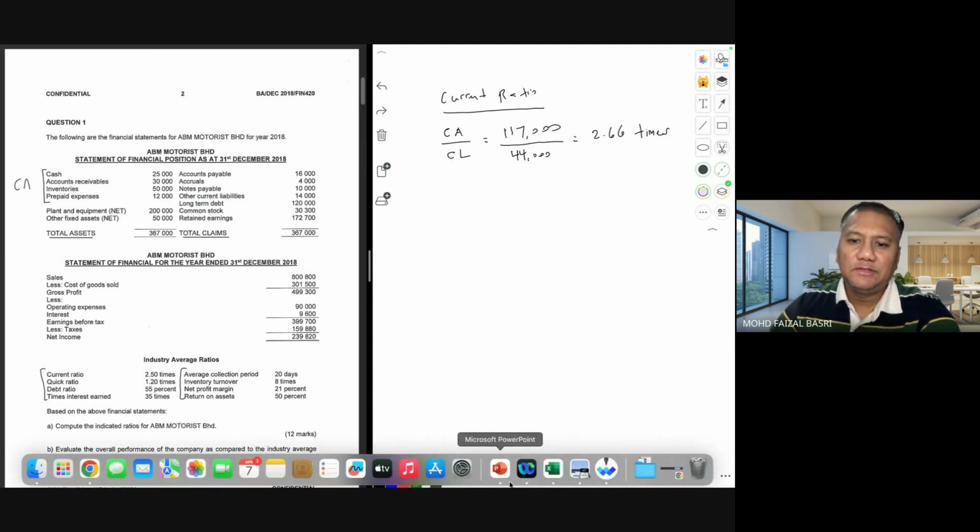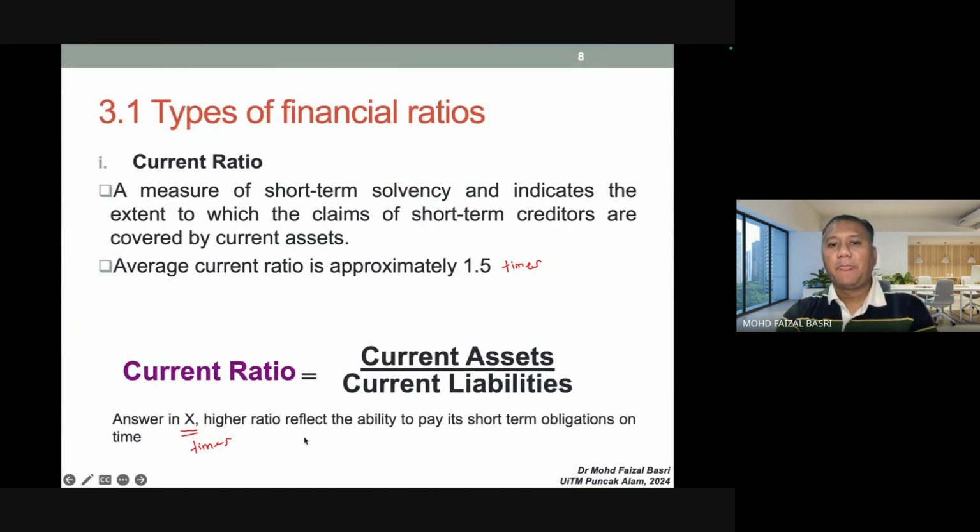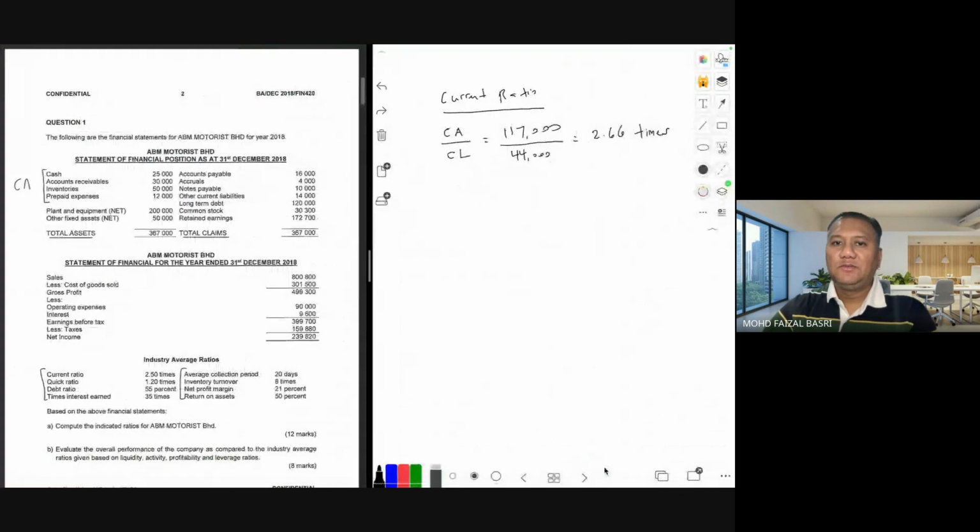And in the notes, like this one, every single ratio will have some explanation dekat bawah dia. Apa maksud dia? Macam contohnya, whatever we get when we calculate the answer in times, the higher the ratio reflects the ability to pay short-term obligations on time. So tu dia punya definition of our current ratio. So if we go back to this, okay, 2.66 times.